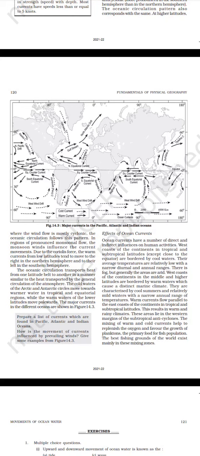The mixing of warm and cold currents helps to replenish the oxygen and favors the growth of planktons, the primary food for fish population. The best fishing grounds of the world exist mainly in these mixing zones.